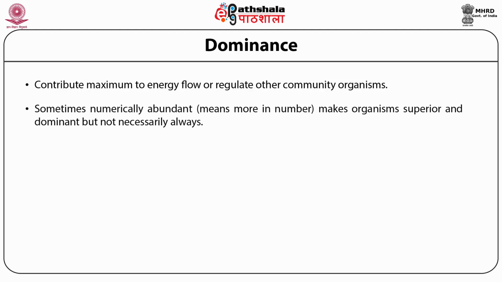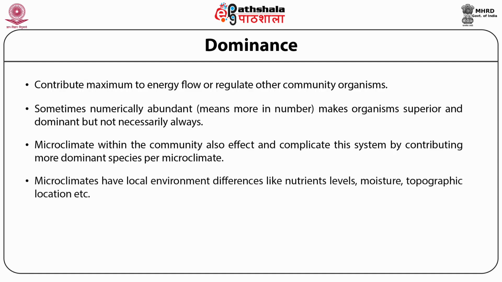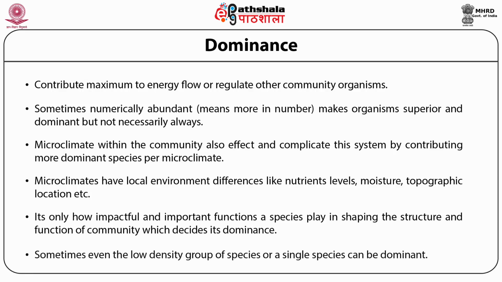Sometimes being numerically abundant, meaning more in number, makes organisms superior and dominant, but not necessarily always. Microclimate within the community also affects and complicates this system by contributing more dominant species per microclimate. Microclimates have local environmental differences like nutrient levels, moisture, topographic location, etc. It's only how impactful and important the functions a species plays in shaping the structure and function of the community that decide its dominance. Sometimes even a low density group of species, or even a single species, can be dominant.